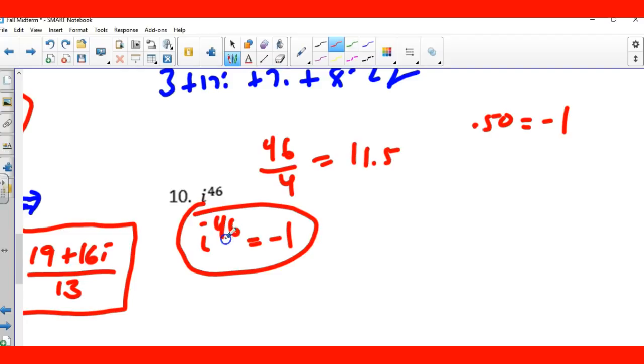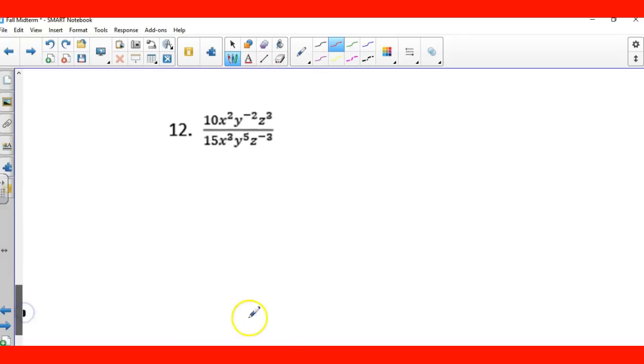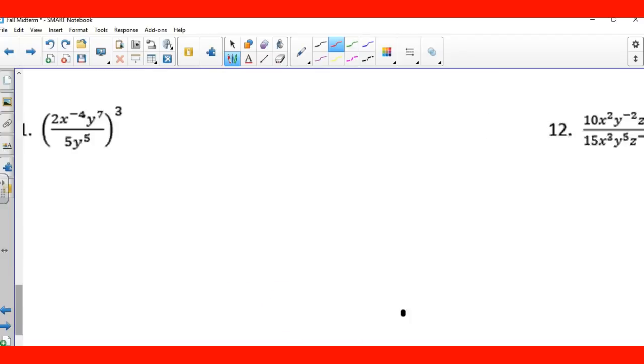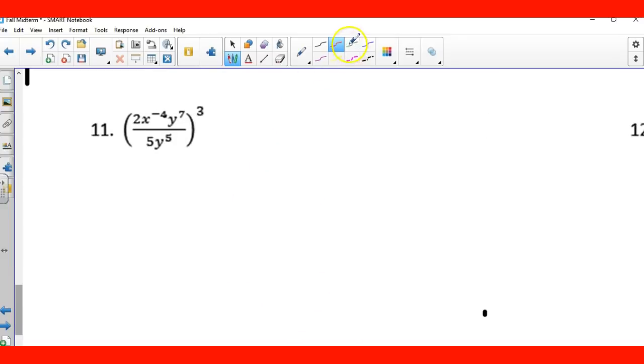All right. Now, right here, remember the power to a power rule. See all these exponents right here? Well, first off, let's do the parentheses.